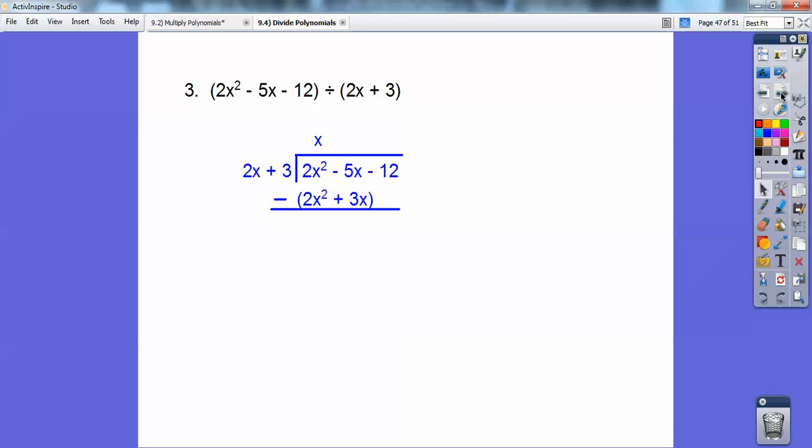Alright, so here we go. Did that right there. Subtract. Got that. Let me make sure I did that right. Yeah, negative 8x. Slide down to negative 12. 2x times a negative 4 will get me that. And I get a remainder of 0. So I don't need to worry about that little remainder part right there.